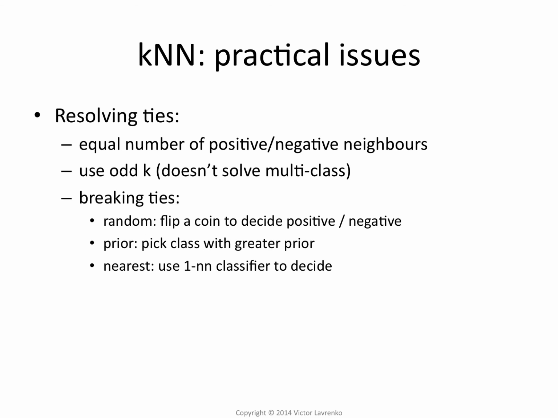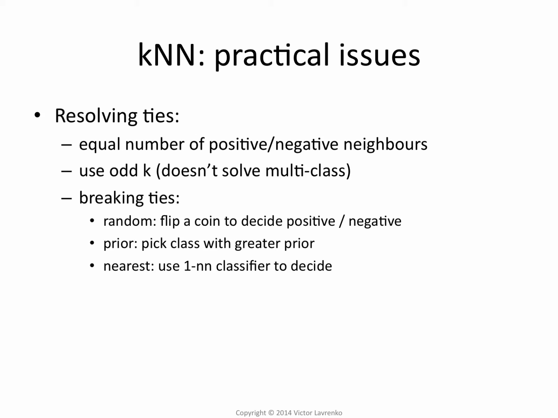So let's talk about practical issues. Ties happen when in your set of nearest neighbors you have the same number of votes for two different classes. So in binary classification, this can happen if your k is even, right? So you could have two examples of red and two examples of blue. In the binary case, you can just get around that by always using an odd value of k, but this doesn't help you for multi-class. You need to break ties.